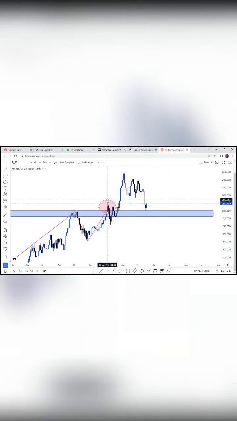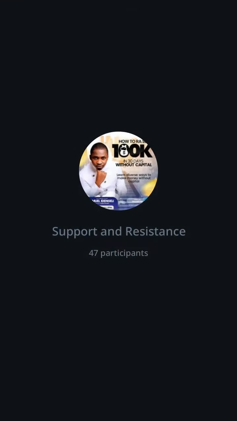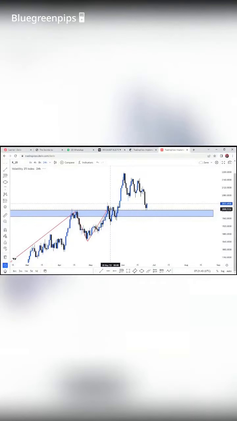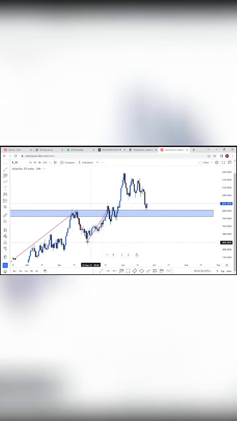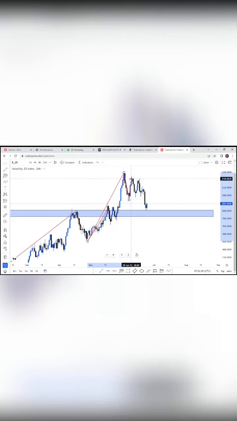Now, the market came to this resistance, it still bounced down, but as the market is in an uptrend, the buyers came in again, they pushed that market above that resistance, like so. Now, when the market got to this point, it retraced down. It created a lower high. It came down again. It created another double top, which is equal highs. It has now started coming down again.